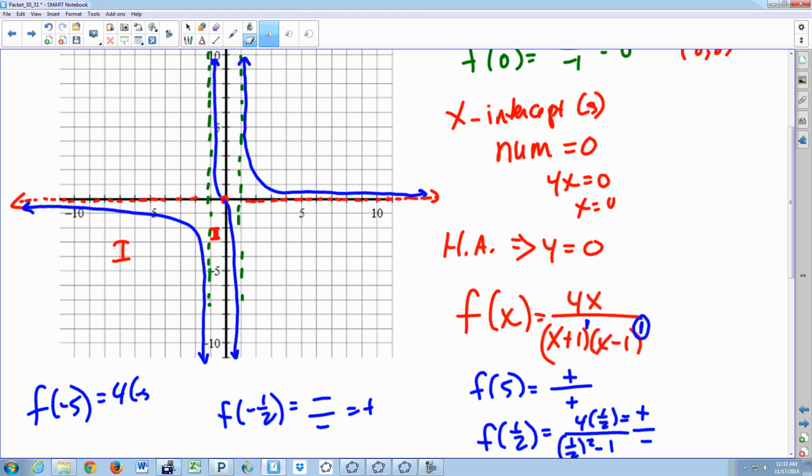4 times -5 is going to give you a negative in the top. -5 squared minus 1 gives you a positive in the denominator. The whole function is negative. You're below the x-axis. Katie?